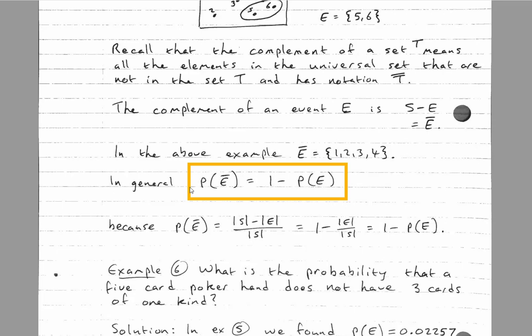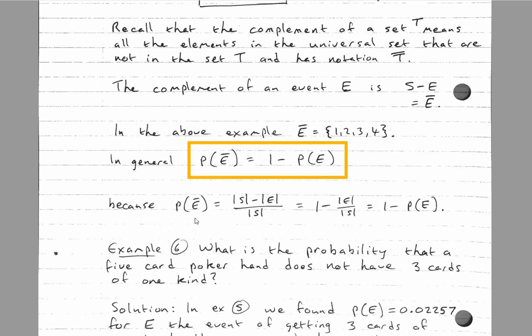Here's the complement. So in general, what's the probability of the complement? Well, as a simple formula, it's just 1 minus the probability of the original event, E. So the probability of a complementary event is just 1 minus the probability of the event. And that's easy to prove.